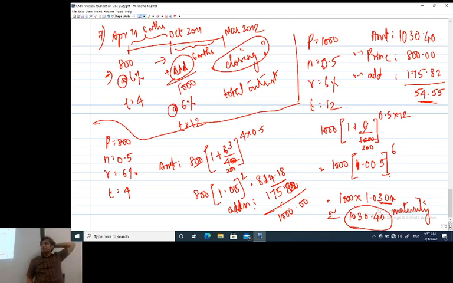The problem is that people will forget that additional investment made. In our hurry, we take the first 800 and now there is 1030, and put the whole difference as interest. But that 175 is an additional principal that you are making. They forget that, so you will have to be cautious in that area. Okay?